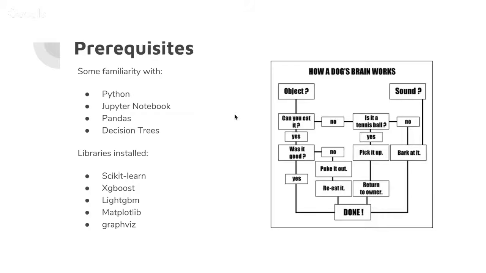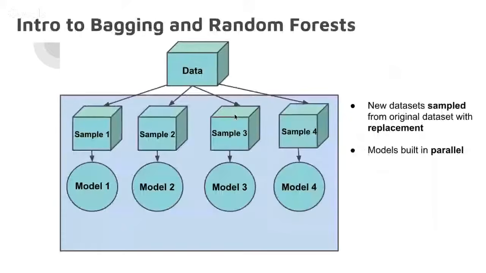If you want to do the same thing at home, which would be really nice, you will need a few libraries. I've listed here all the libraries you need to install: scikit-learn, XGBoost, and LightGBM. Those are going to be the main libraries we're going to use. Also for visualizations, you will use matplotlib, which, if you've done data science with Python before, you probably know already. And graphviz, which is used to plot decision trees. Right, so let's get started.